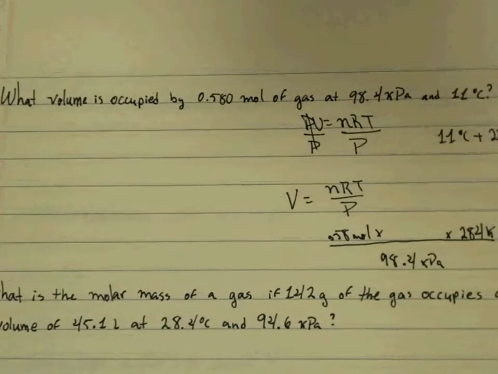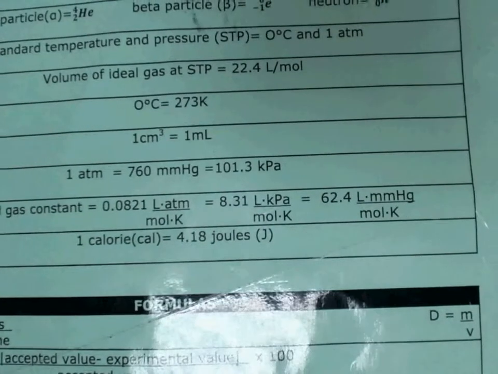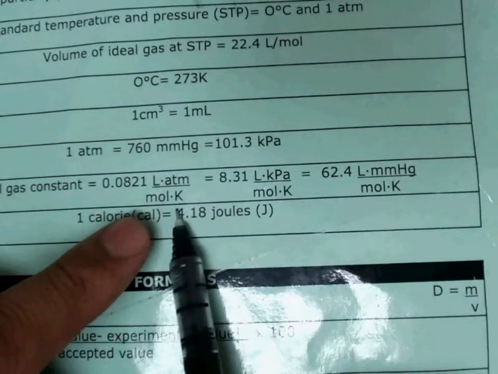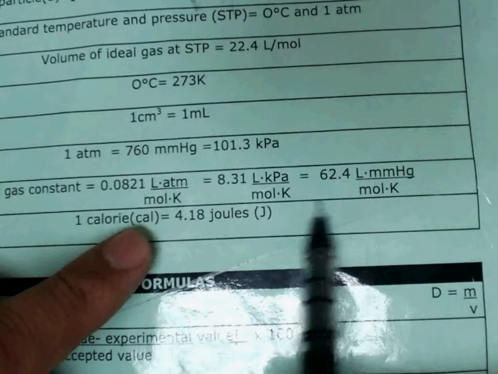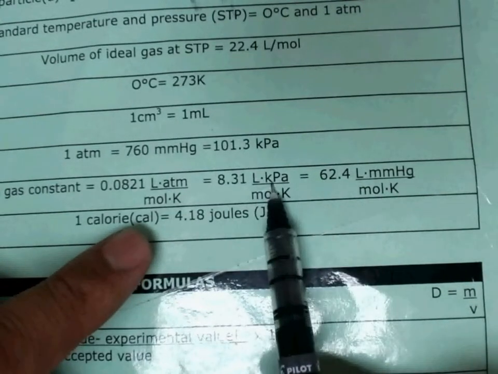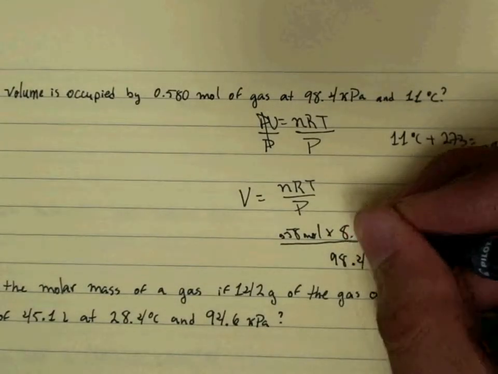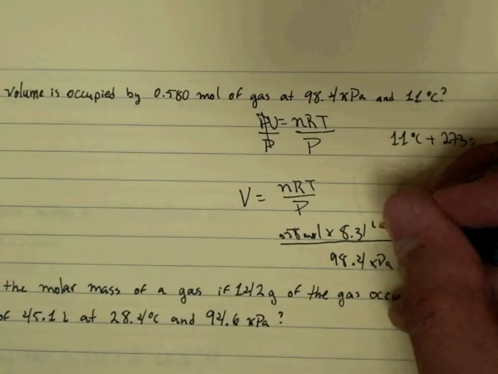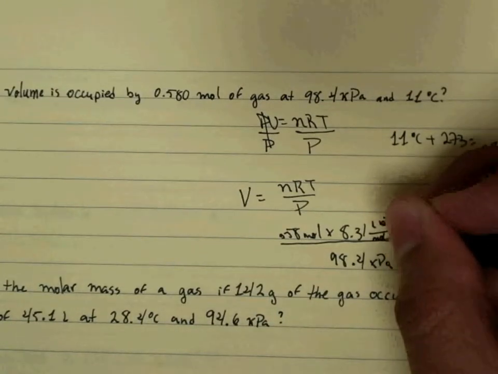What I don't remember is my ideal gas constant, but my green sheet gives it to me. I have 3 ideal gas constants, and I'm going to use the one that matches the units I'm given. I'm not given atmospheres and I'm not given millimeters of mercury. What I'm given is kilopascal, so I'm going to use this. So I have 8.31 liters kilopascals over mole Kelvin.